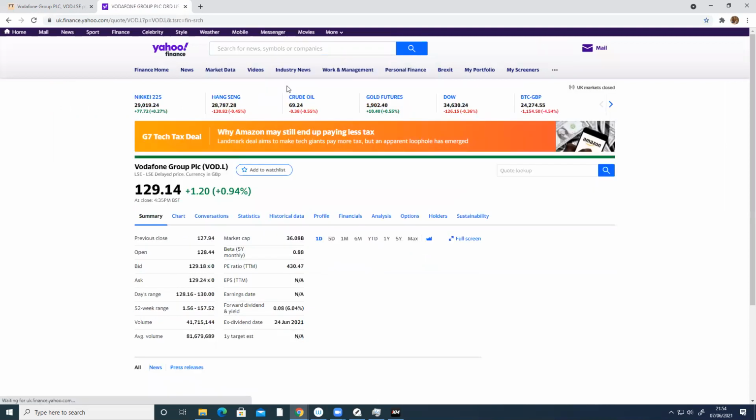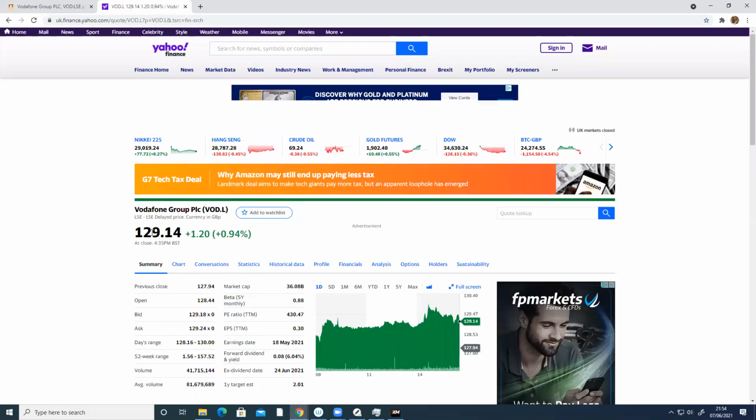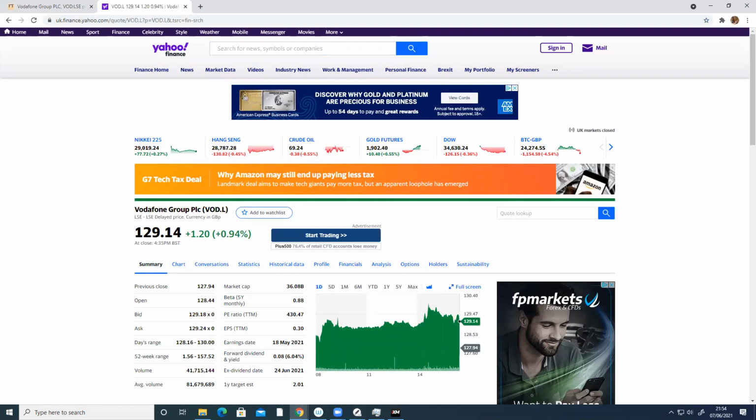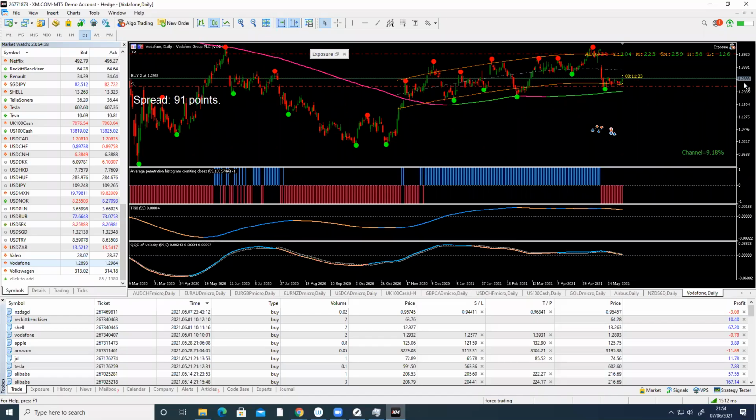One of the ways you could check to see if you're on the right one is that's 129, and let's go back to the chart. This is 128. So it's exactly the same thing, yeah?